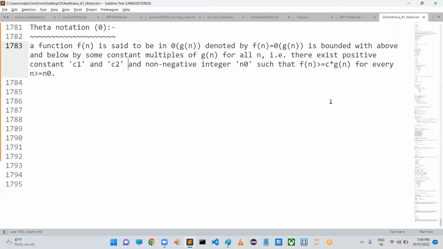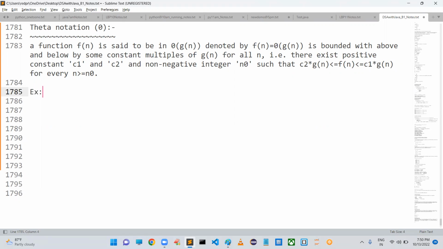C2 into g of n is always less than or equal to f of n, which is always less than or equal to C1 into g of n. That means f of n should lie between two g of n's. That is the meaning.